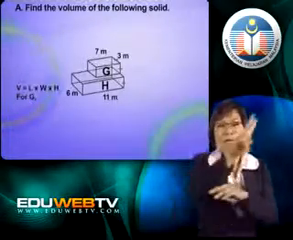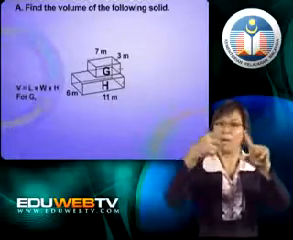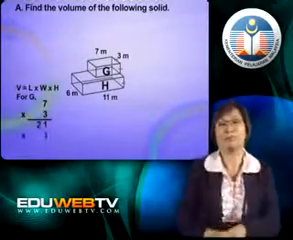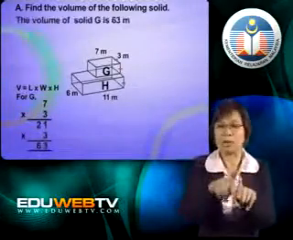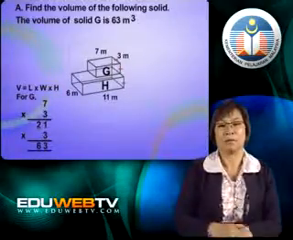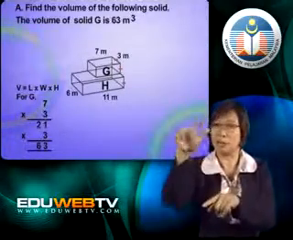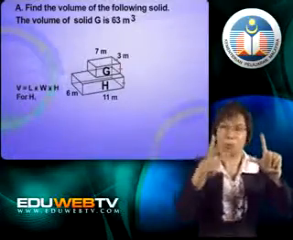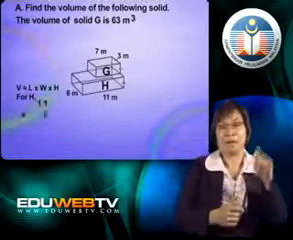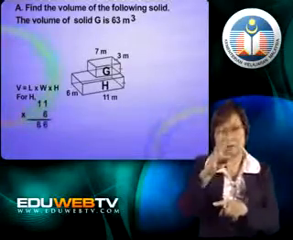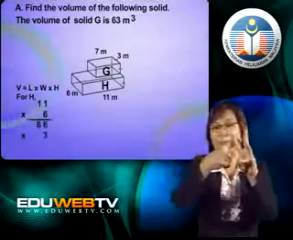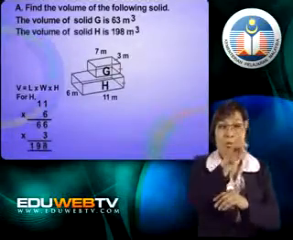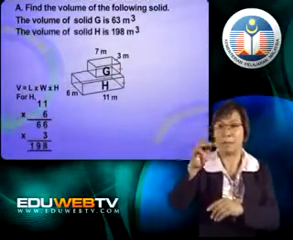Volume G is equal to length multiplied by width multiplied by height. 7 multiplied by 3 equals 21, and 21 multiplied by 3 equals 63. The volume of cuboid G is equal to 63 meter cubic. Volume H is equal to length multiplied by width multiplied by height. 11 multiplied by 6 equals 66. And 66 multiplied by 3 equals 198 meters cubic. The volume of solid H is 198 meters cubic.